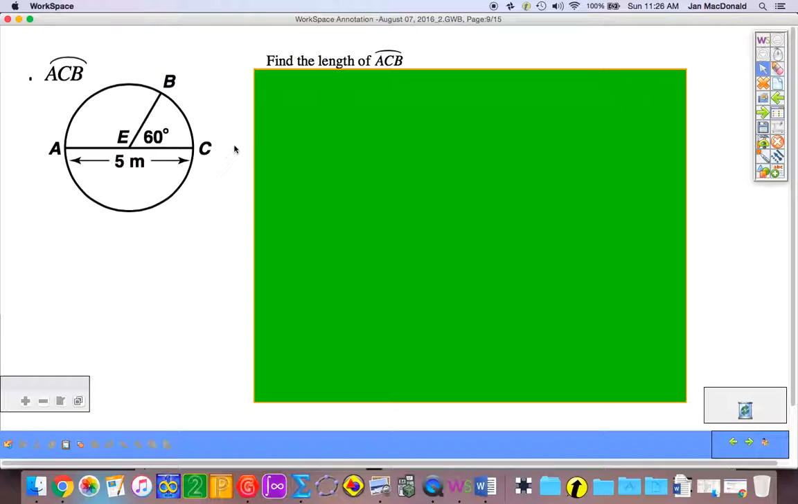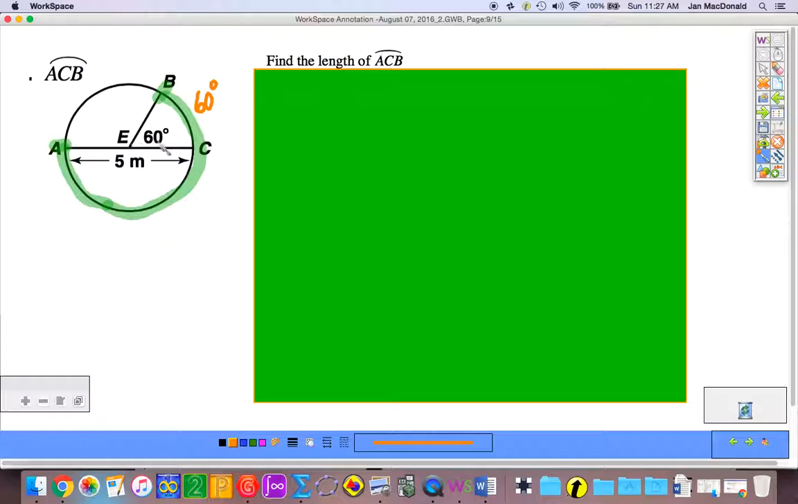Find the length of arc ACB. So let's take a look at arc ACB. That's from here all the way to here. Clearly this is a major arc. And if this central angle BEC is 60, minor arc BC would be 60.